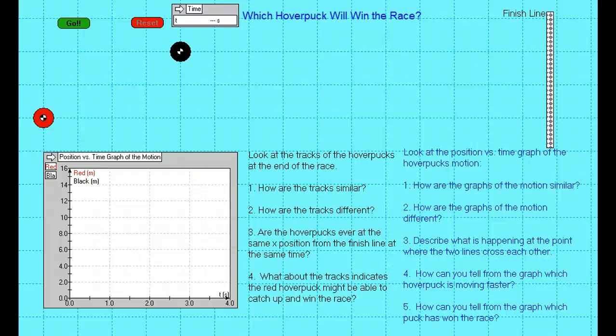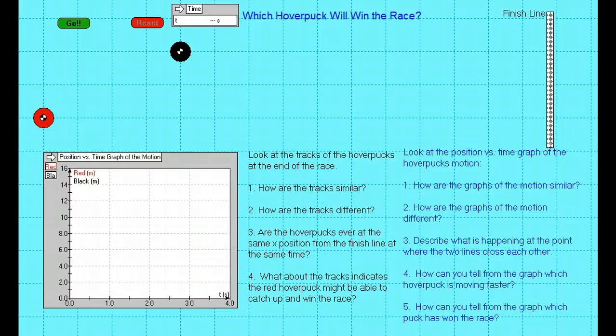Okay, this is the second simulation looking at hoverpucks in a race. This time it's between the black and the red. Here's the black hoverpuck up here, and here's the red hoverpuck down here. Our finish line is to the right, again, a certain distance away. We've got the time meter up here, so we'll be able to look at the time.